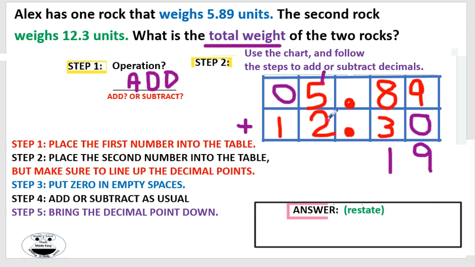Carry the 1. We're going to bring down the decimal in the answer, so exactly where the decimal is in the problem, that's where it goes for the answer. And 5 plus 1 is 6, plus 2 is 8. And 0 plus 1 is 1. So now for the answer, you're going to restate. The total weight is 18 and 19 hundredths units.